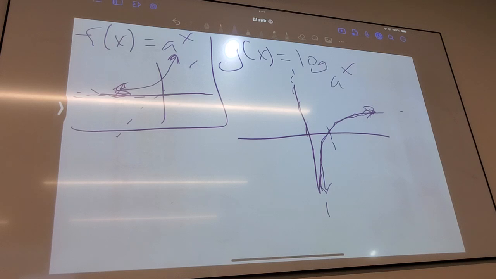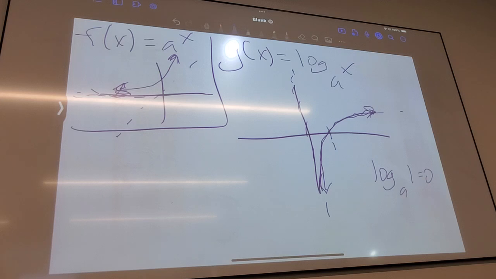Because remind me, what is log of any good base of 1? What do I raise something to make it become what? 0 power. So that's why there's a 1, 0. 1 input, 0 output. It goes through 1, 0 unless I move it around, correct?